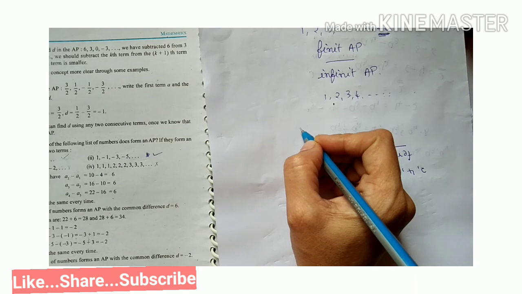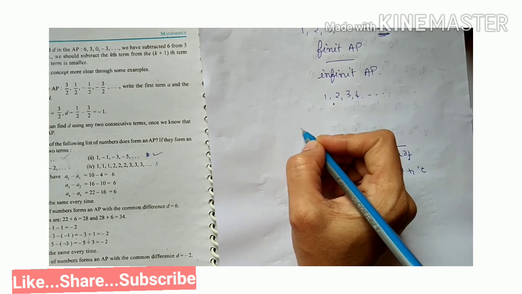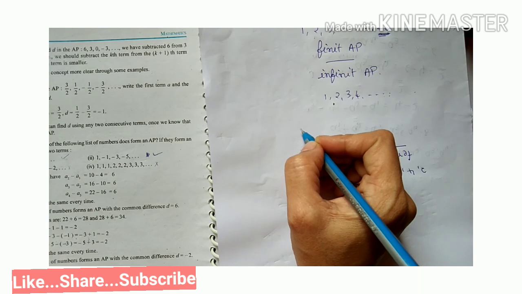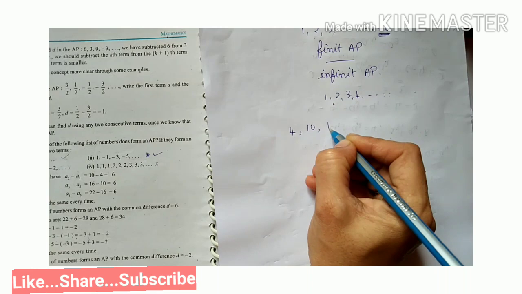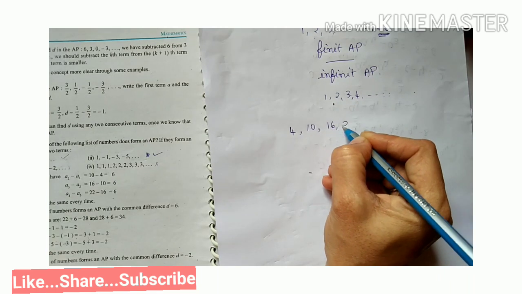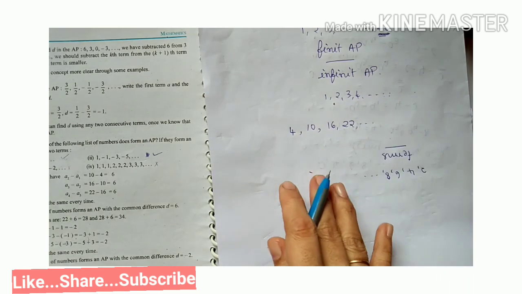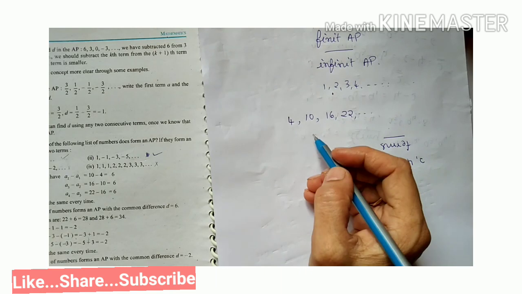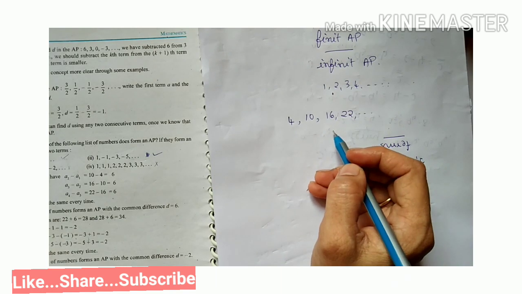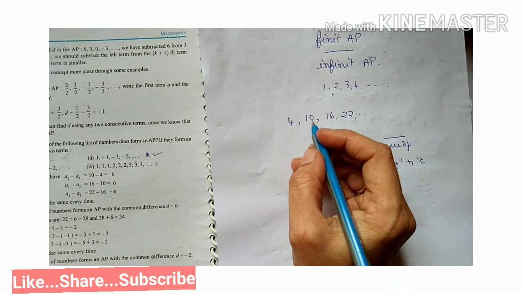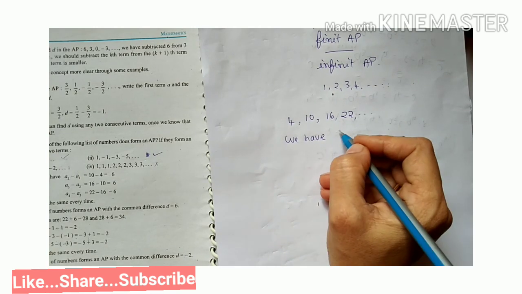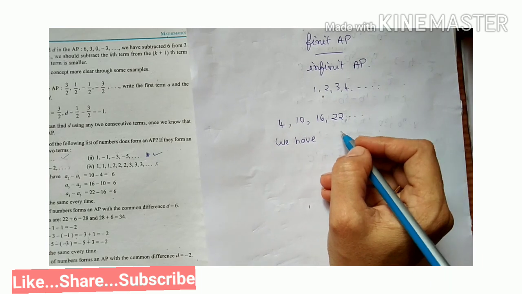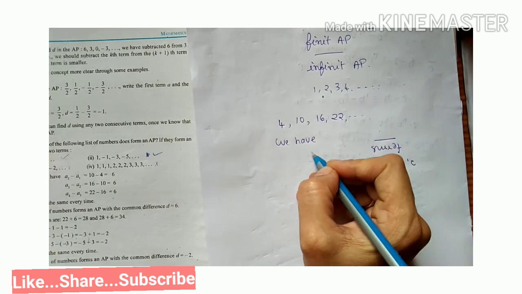We have to check whether a list of numbers forms an AP or not. First list of numbers: 4, 10, 16, 22. Let us check whether this list of numbers forms an AP or not. We have to find the difference between two consecutive terms.